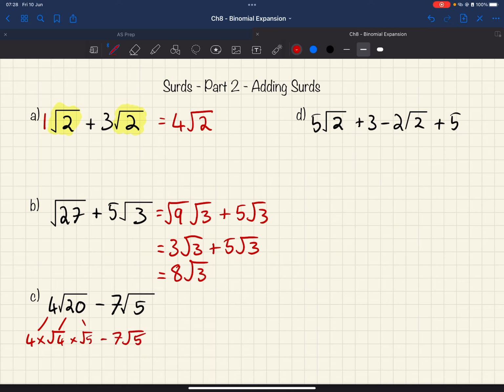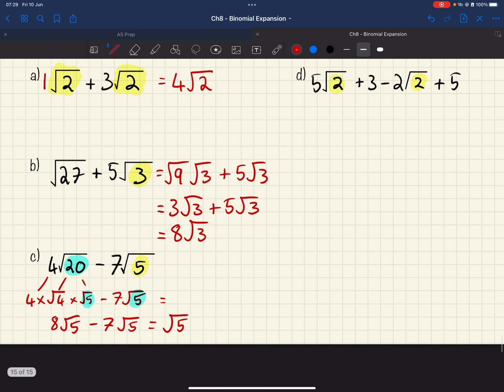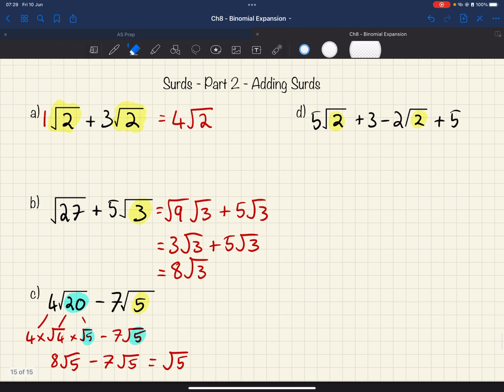And it's really useful to know that these terms here can't be simplified anymore, so I know that I'm going to have to turn my root 20 into something with a root 5, because that's going to help me out massively. So this is going to give me 4 times square root of 4, which is 2. So 8 root 5. Subtract 7 root 5, which is just going to give me root 5 on its own. Okay.